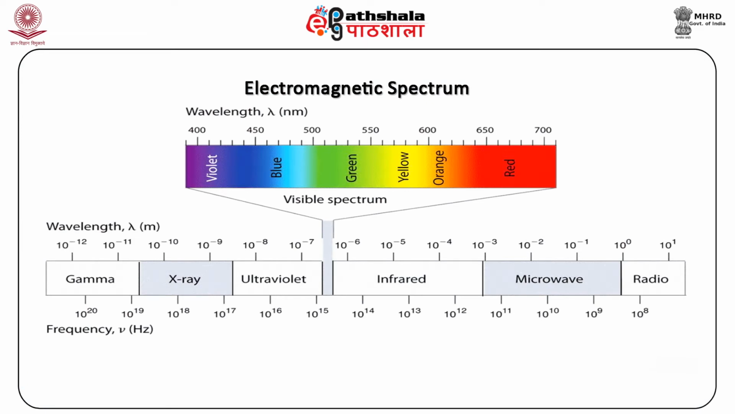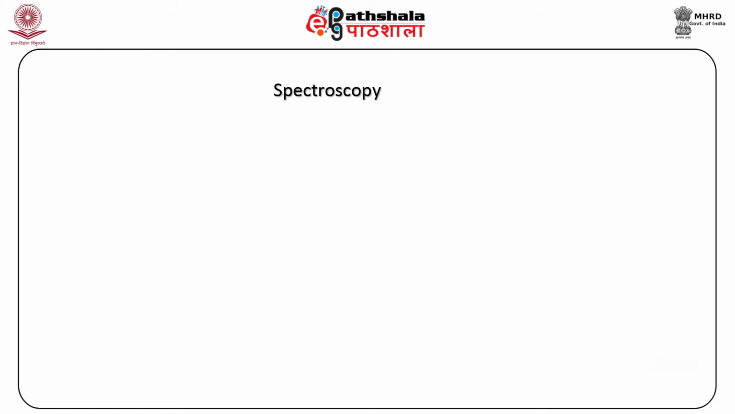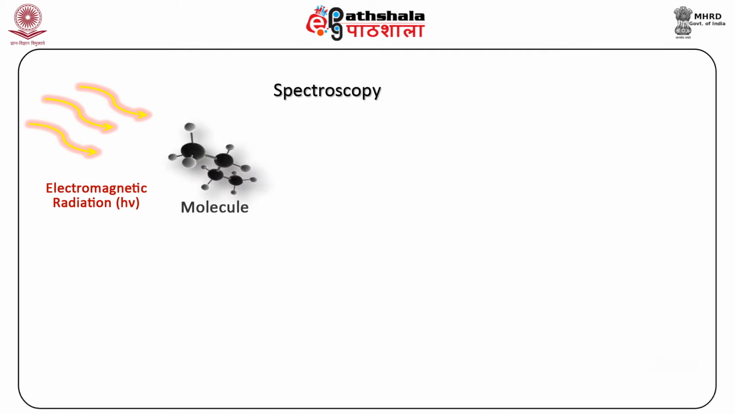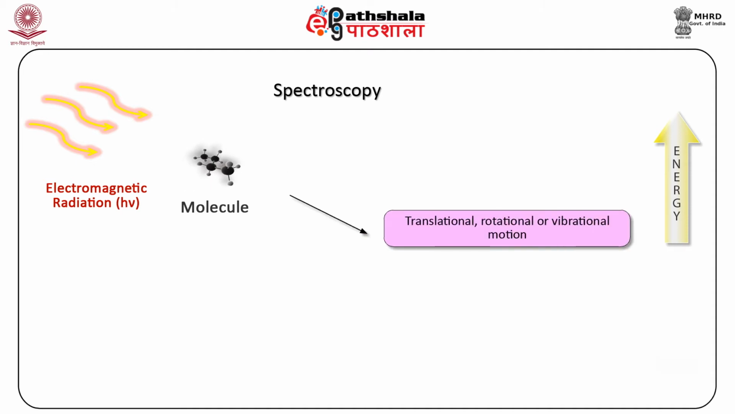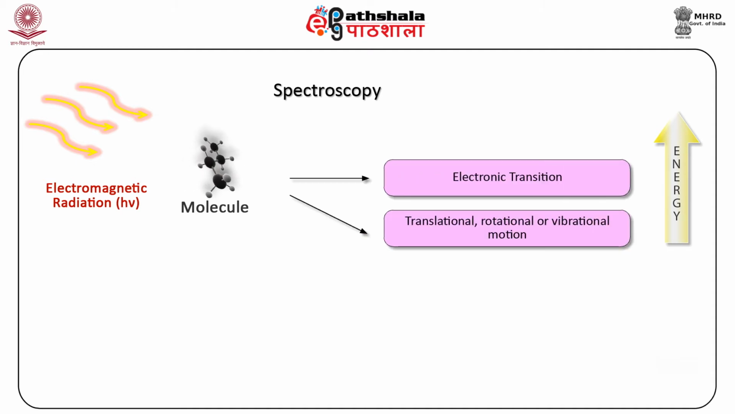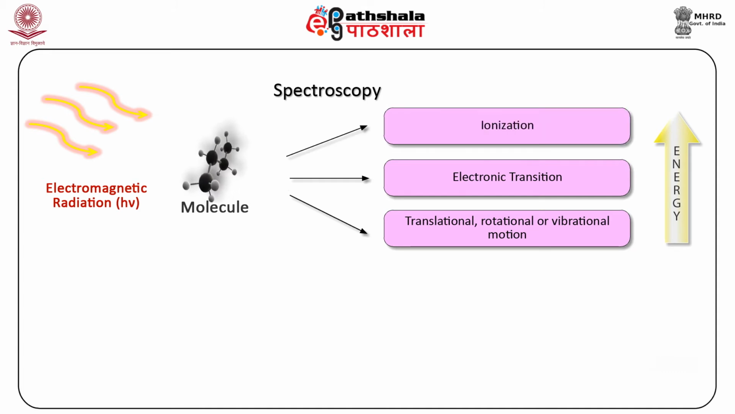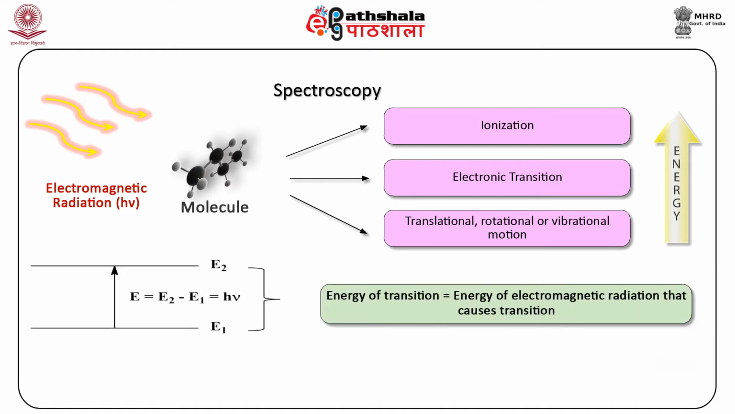in the electromagnetic spectrum. Let us see why spectroscopy is important and what it is used for. Spectroscopy is the study of interaction of electromagnetic radiations with the matter under study. Molecules absorb energy in the form of electromagnetic radiation, which can bring different changes in the molecule such as translational, rotational or vibrational motion, electronic transitions or ionization of the molecules, depending upon the wavelength or frequency of the electromagnetic radiation. The energy required for the transition from a state of low energy to a state of higher energy is exactly equal to the energy of electromagnetic radiation that causes the transition.